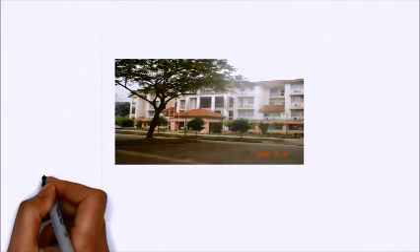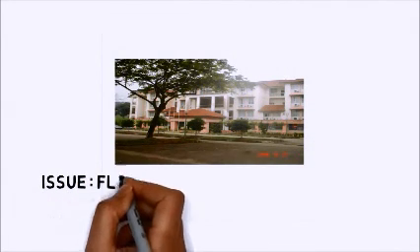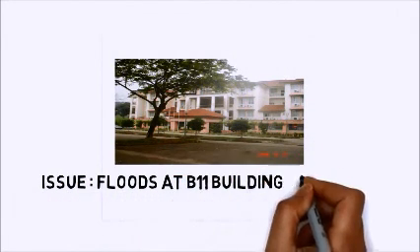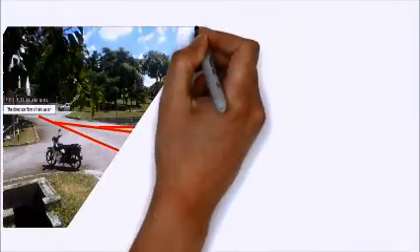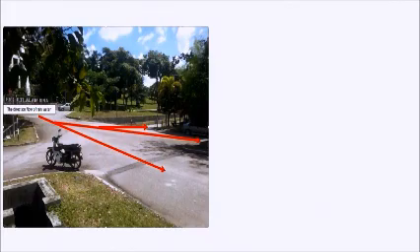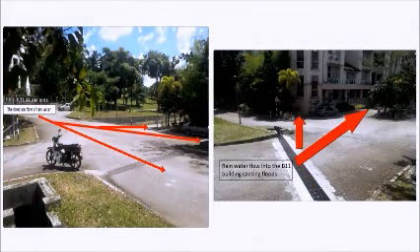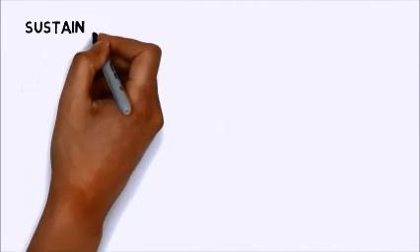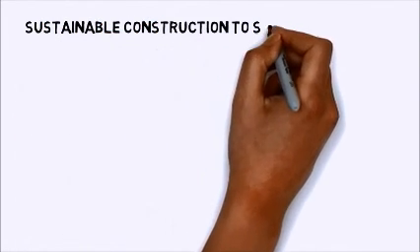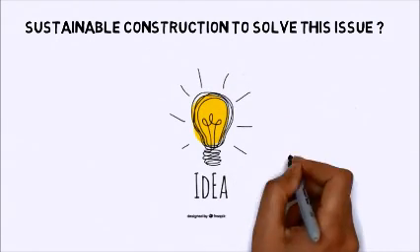There is one issue that happens in this building when it rains. Rainwater overflows down into the building because the building is located in a low area. What can be done to solve this problem by using sustainable construction methods? Yes, pervious concrete.